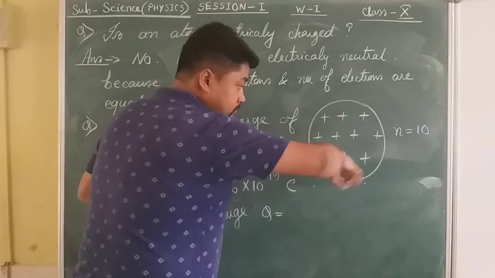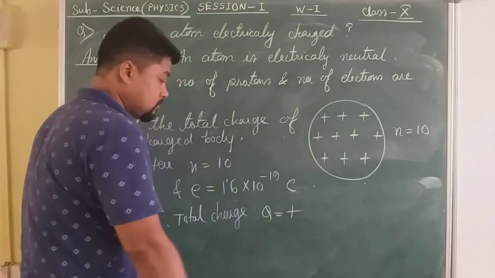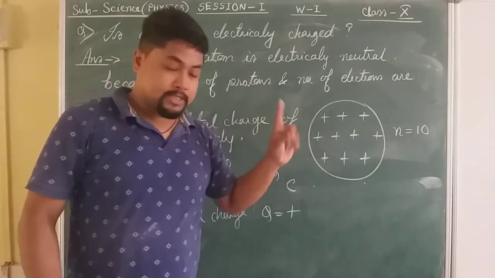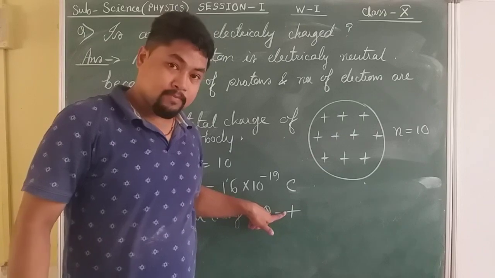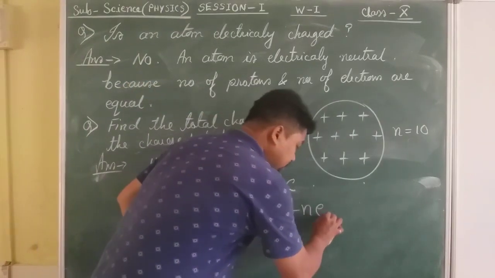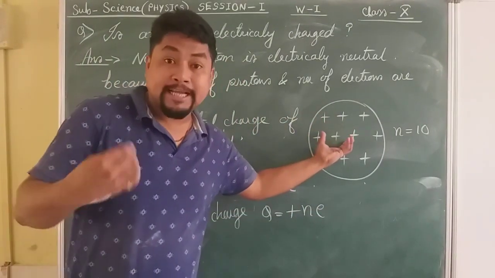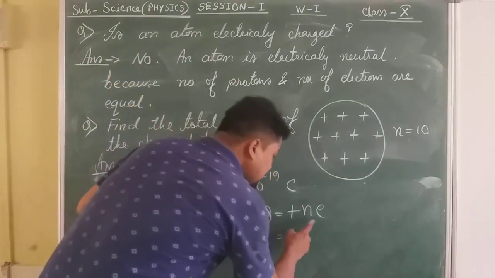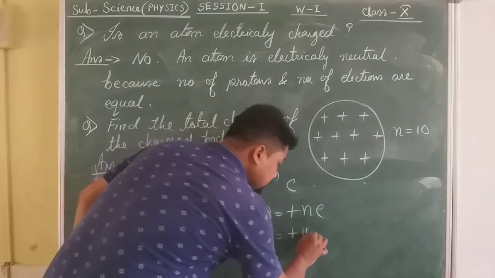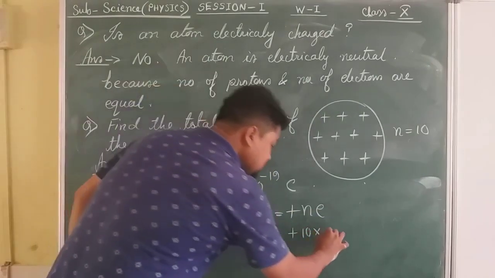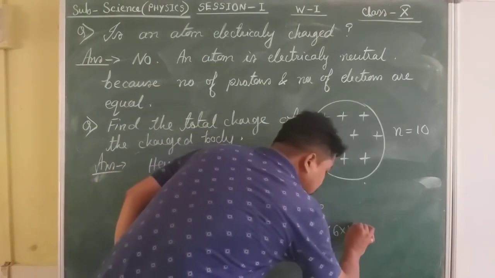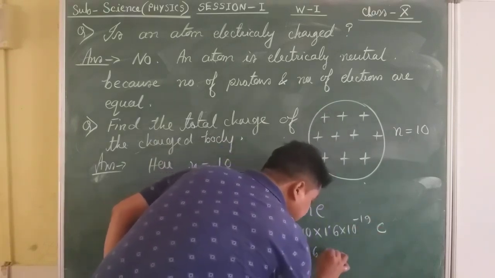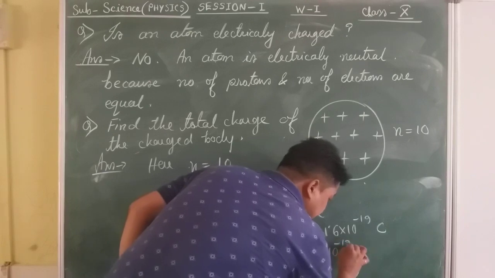Here, the body contains positive charge, therefore plus n into e. If the body contains negative charge, then minus n into e. Right? So plus n, n is equal to 10, and e is 1.6 into 10 to the power minus 19 coulomb. Therefore, plus 16 into 10 to the power minus 19.